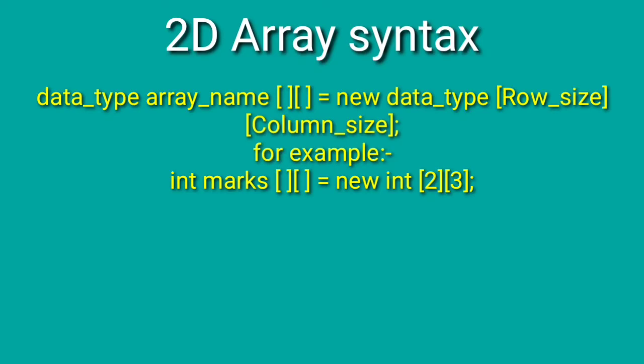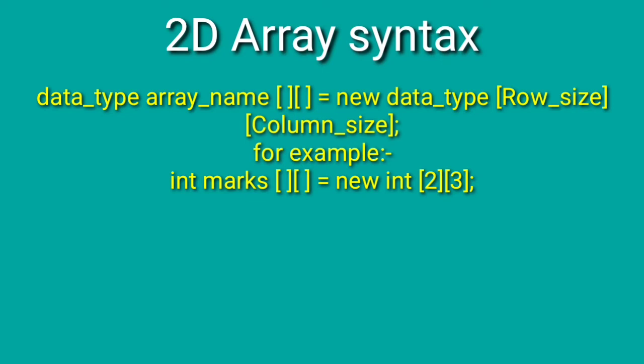And next we will talk about the syntax of a 2D array. So how you can declare or use two-dimensional arrays in Java. For the syntax, first we have to specify the data type, then the array name, and after the array name you have to specify 2 sets of brackets, one for row and one for column. Then the assignment operator is there, then the new keyword, then again you have to specify the data type, and then you have to specify the row size in the first bracket and the column size in the second bracket, then put a semicolon. So this is the syntax for declaring a 2D array.